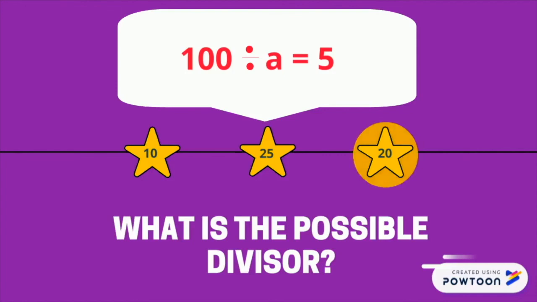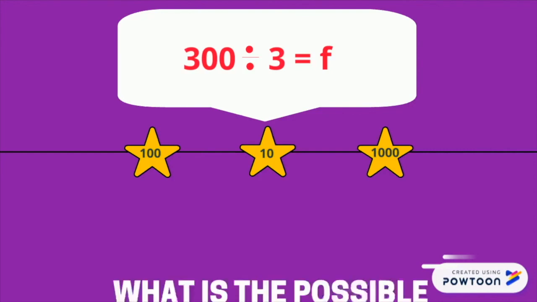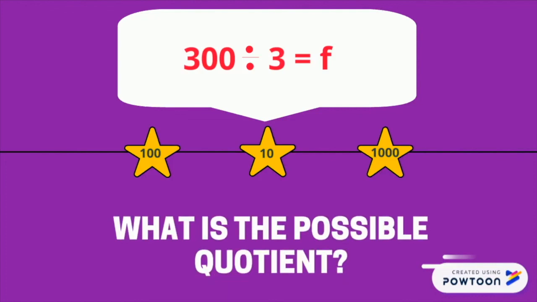Good job, guys. Let's look at this example. 300 divided by 3 is equal to F. F is a variable that represents our quotient. So what is the possible quotient? If you said 100, you are correct.